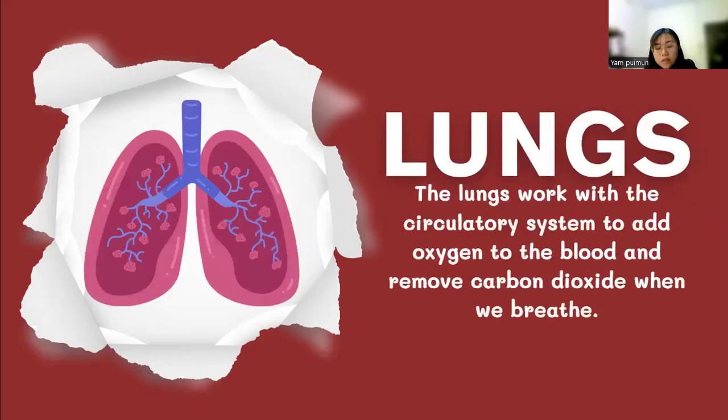Now the lungs. The lungs work with the circulatory system to add oxygen to the blood and also to remove the carbon dioxide when we breathe out. Oxygen moves from the alveoli of the lung into the blood and is then carried to the cells where it is used for respiration. And the carbon dioxide diffuses from the cells to our blood vessels so that it can be breathed out when we carry out respiration.